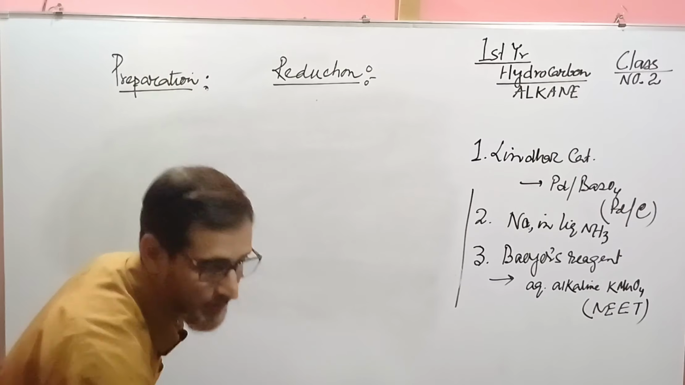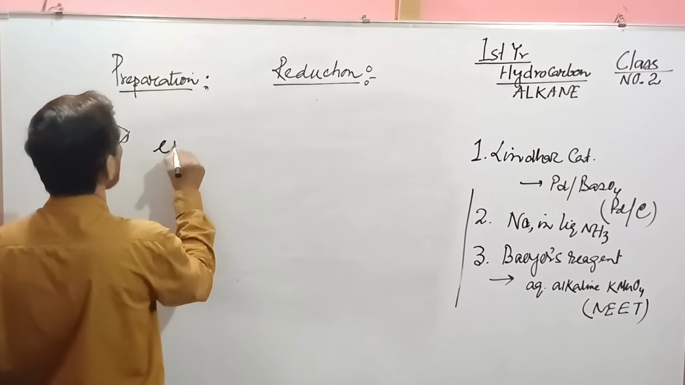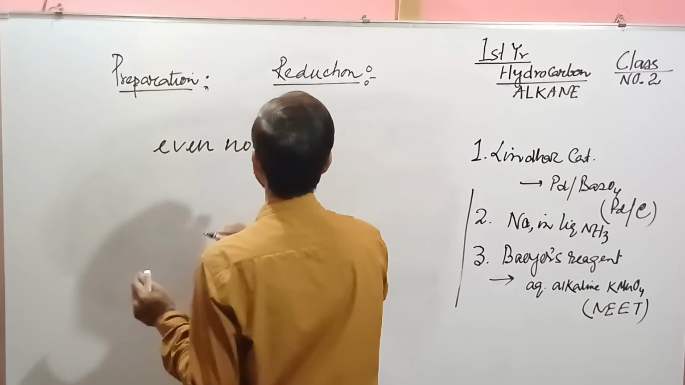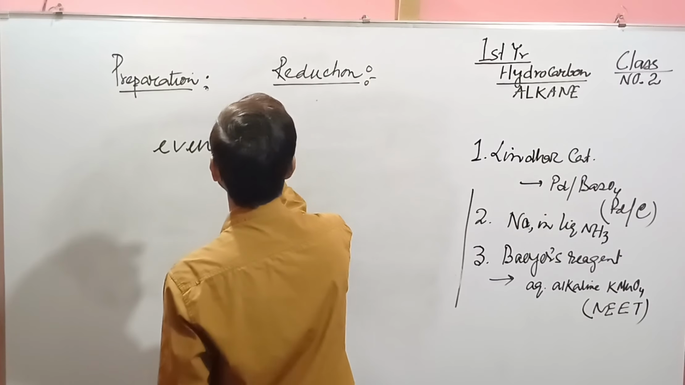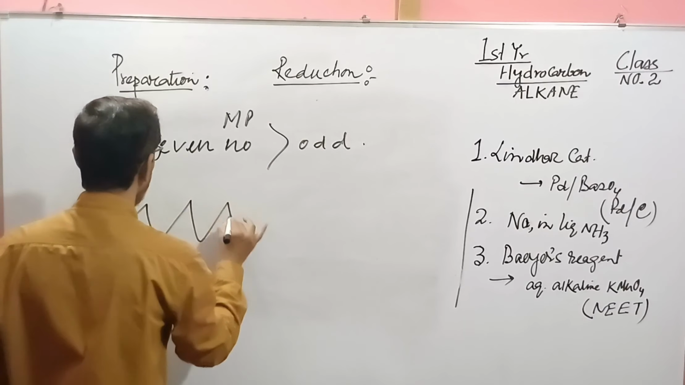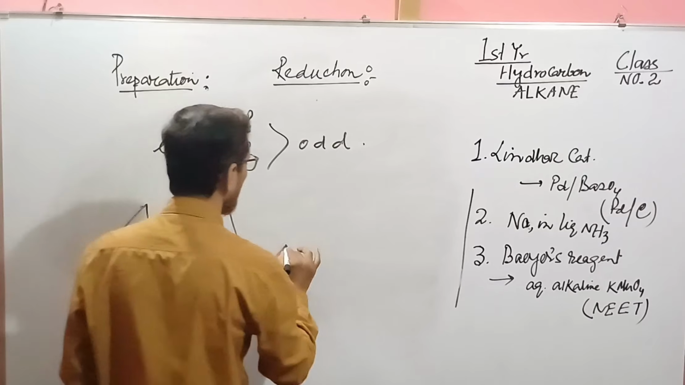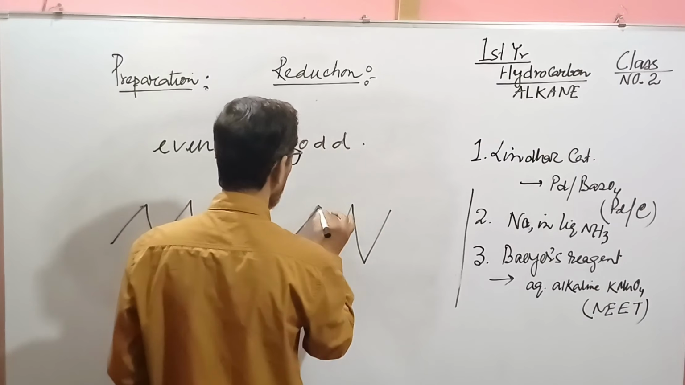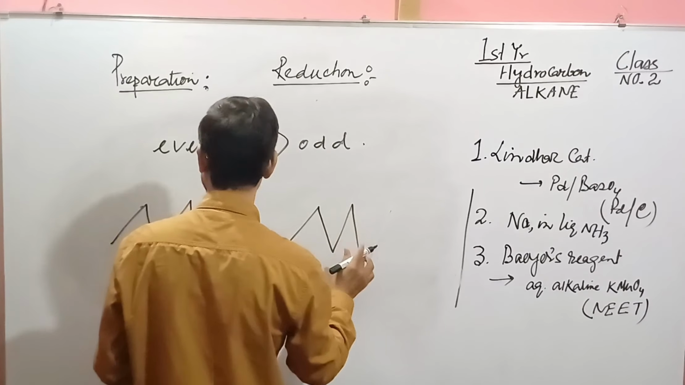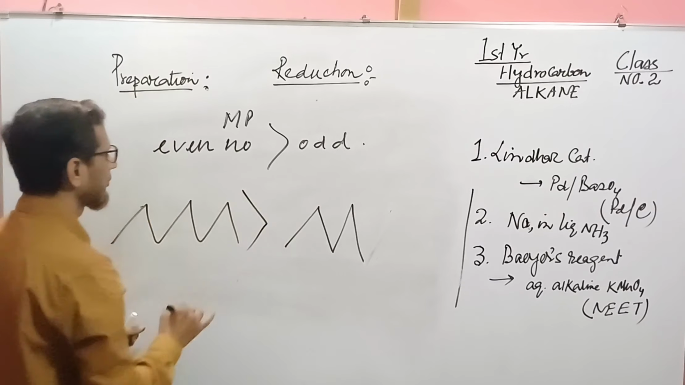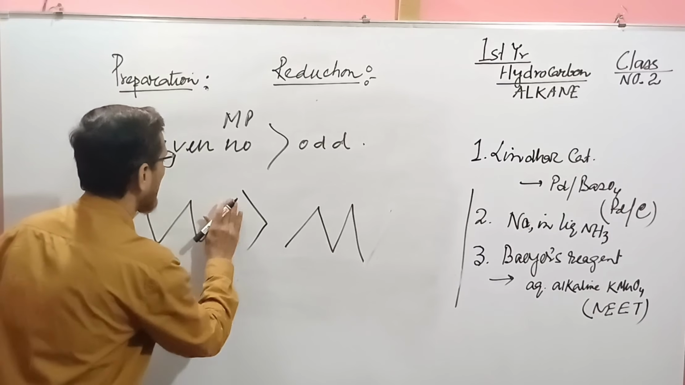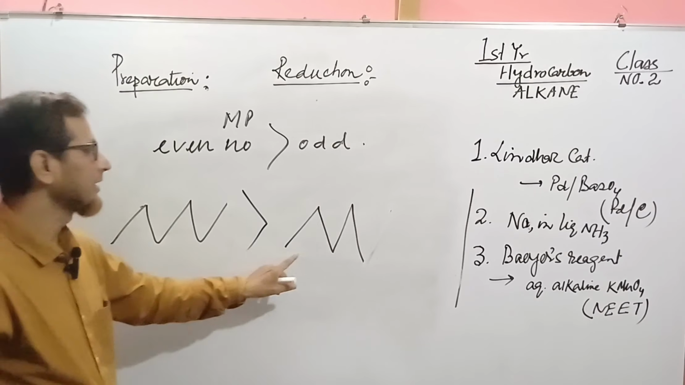One of the other important things is this: for even-numbered alkanes or hydrocarbons, the melting point is more than for odd-numbered ones. Say it is 1, 2, 3, 4, 5, 6. Am I right? 1, 2, 3, 4, 5. 1, 2, 3, 4, 5, 6. So the melting point on this one will be increased. That is hexane and that is pentane.